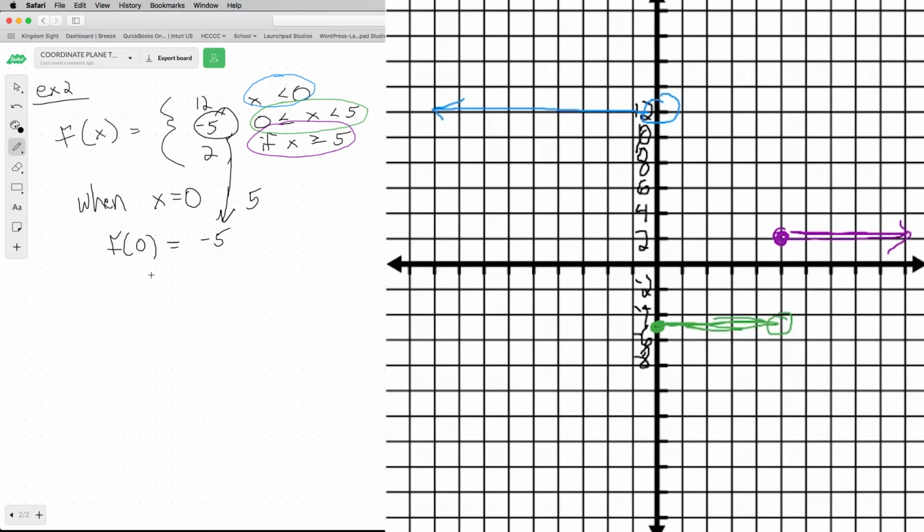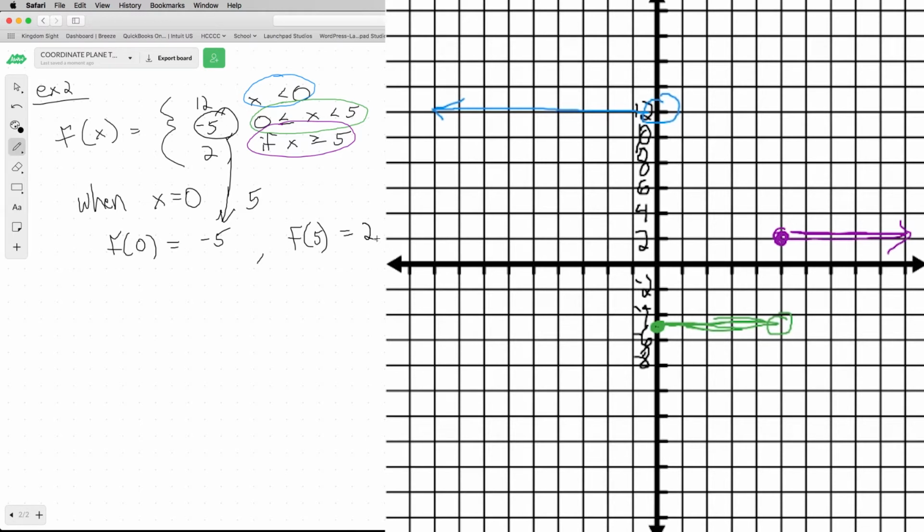Okay, so what about the value of 5? Well, first you have to figure out what interval this is in. All right, well, 5 is not less than 5. 5 is greater than or equal to 5. So that's in the purple interval. So our value of 5 is 2.